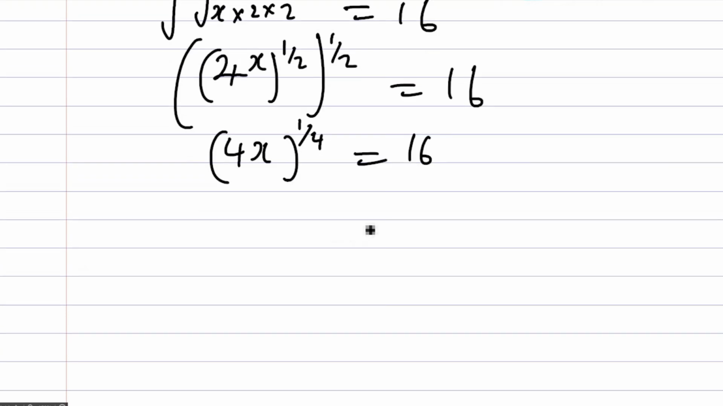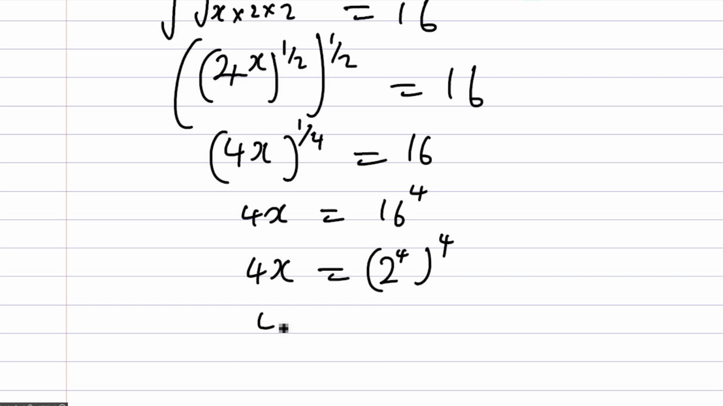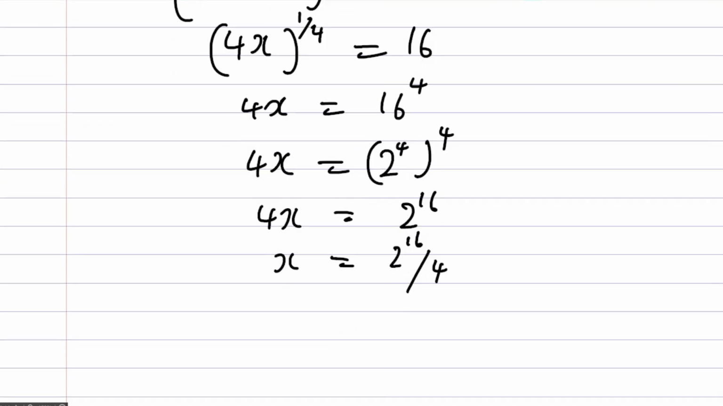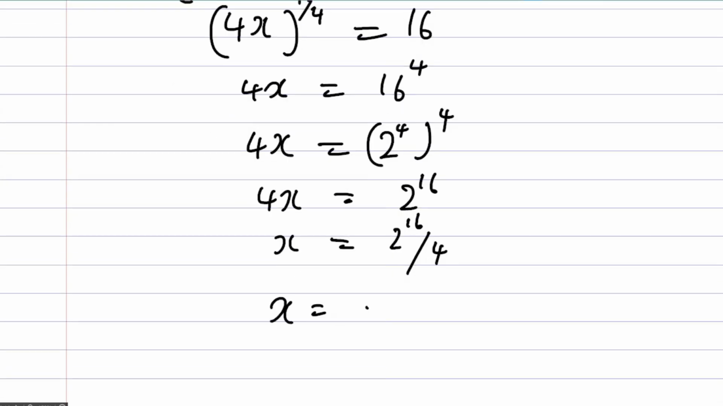So what do we have now? If this 1 over 4 moves to this side, it becomes raised to power 4. So 4x is equal to 16 raised to power 4. 16 is 2 raised to power 4, then raised to power another 4. So 4x is equal to 2 raised to power 16. If you divide both sides by 4, x will be 2 raised to power 16 divided by 4.